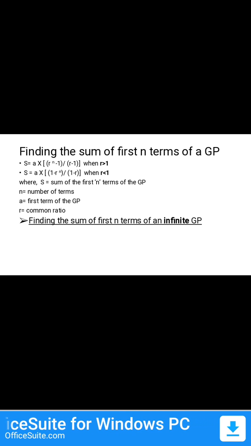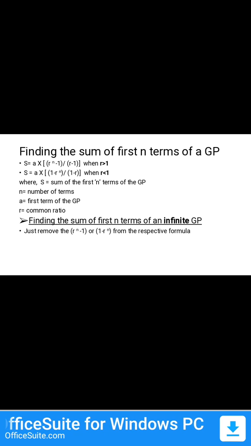If you have to find the sum of an infinite GP, infinite in bold, infinite means the GP extends till infinity, the last term is infinity. A very simple way of deducing the formula for an infinite GP is to just remove the r raised to the power n minus 1, or 1 minus r raised to the power n, these two terms from the respective formula.